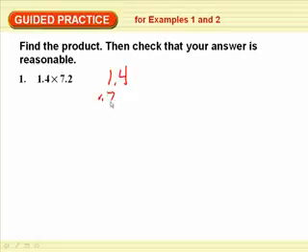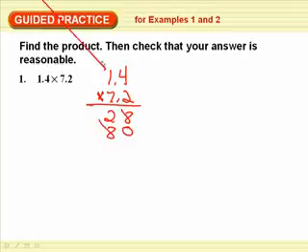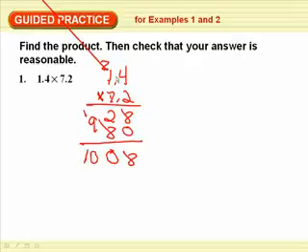1.4 times 7.2. So what I would do is 2 times 4 is 8, 2 times 1 is 2, add the 0, 8, carry the 2, 7 times 1 is 7 plus 2 is 9. 8, 0, carry the 1, 0. There's a decimal place here and 1 here for 2 total. So I put my answer in, I get 10.08.